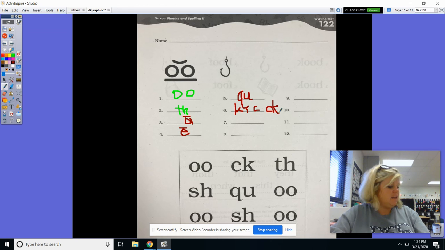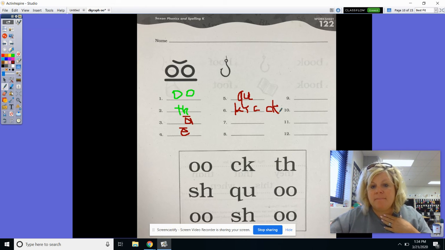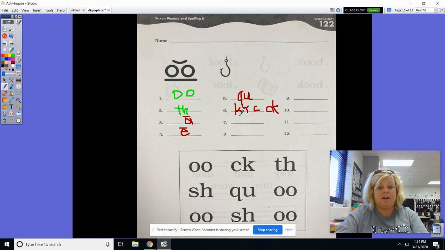Number 7. What digraph says th, like than? Than. Okay, this time when we write our TH, it would be underlined with a line through it for the voice line. Okay, with a voice line.